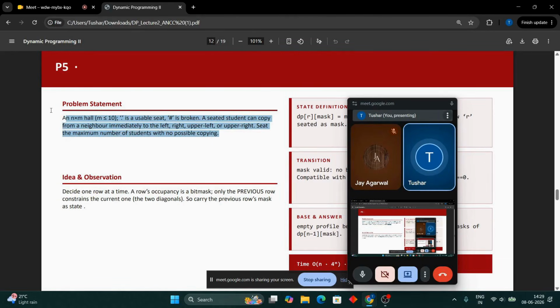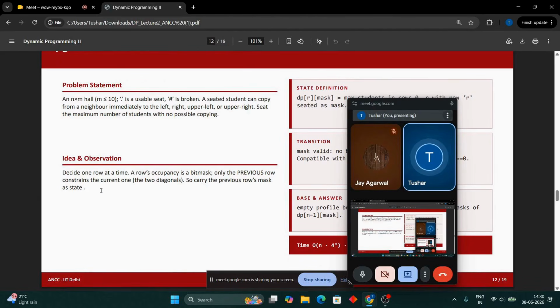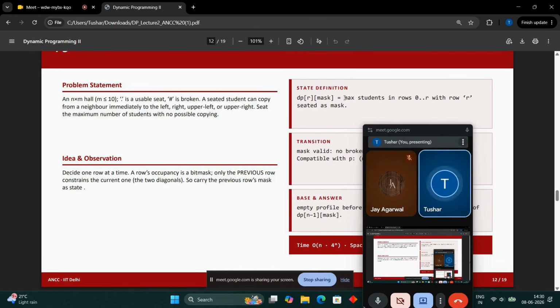And since we can't copy from them, if we can just somehow store the information regarding at what seats students are sitting in the previous row, then we can calculate the maximum number of students sitting. For the current row, we just need to ensure that there are no two consecutive students sitting. So a state would be that dp[r][mask] is the maximum number of students sitting in the first r plus one rows, where we know the sitting of the students in the r-th row. And since we only care about the previous row, we can remove this dimension.